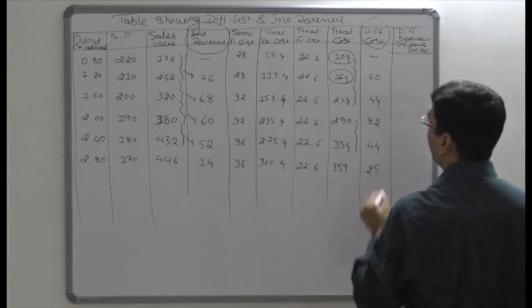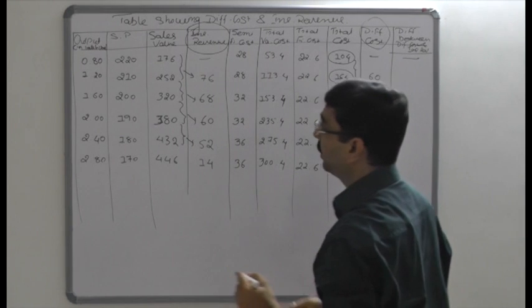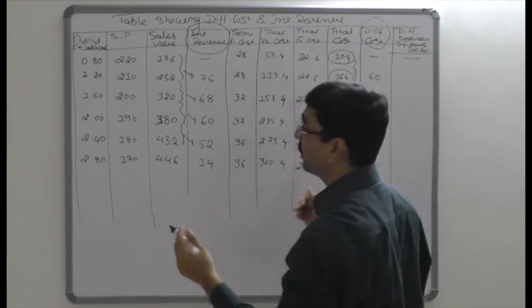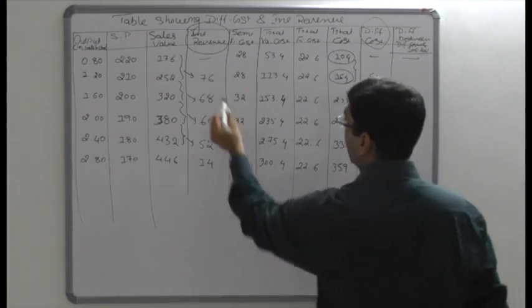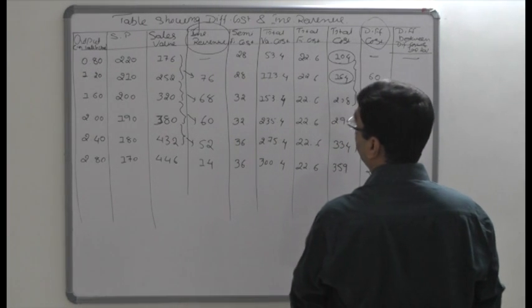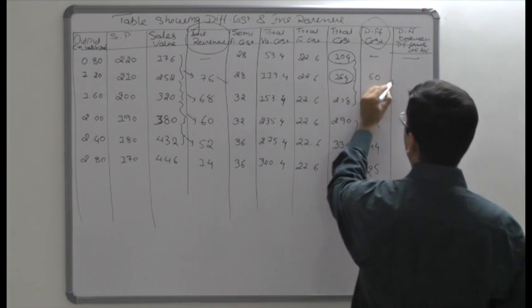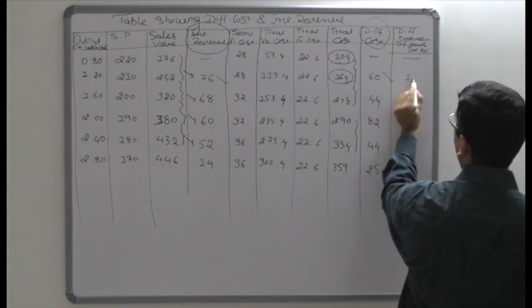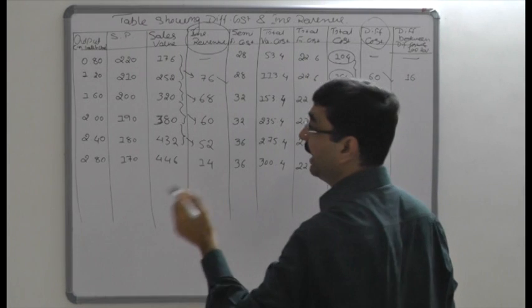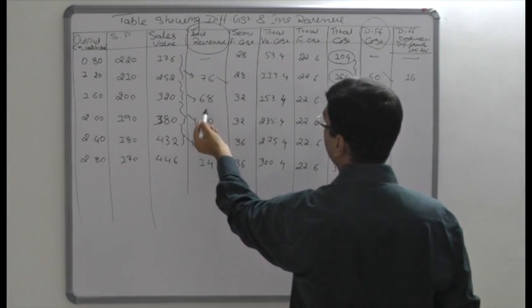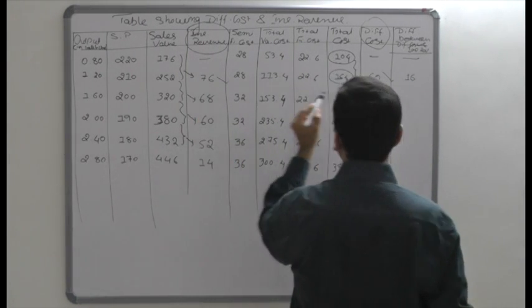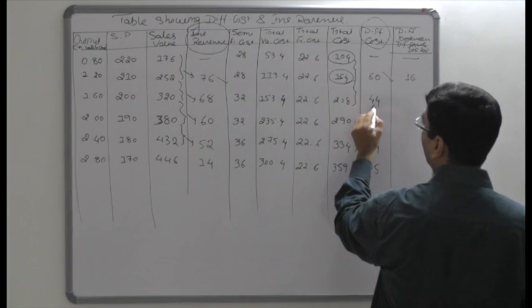First is 0.80. At 0.80 we don't have any incremental revenue or differential cost, so there would be no comparison. Start with the 1.20 output. At 1.20, the incremental revenue is 76 and the differential cost is 60, so the profit earned is 16 net. In case of 1.60, the incremental revenue is 68 and the differential cost is 44.